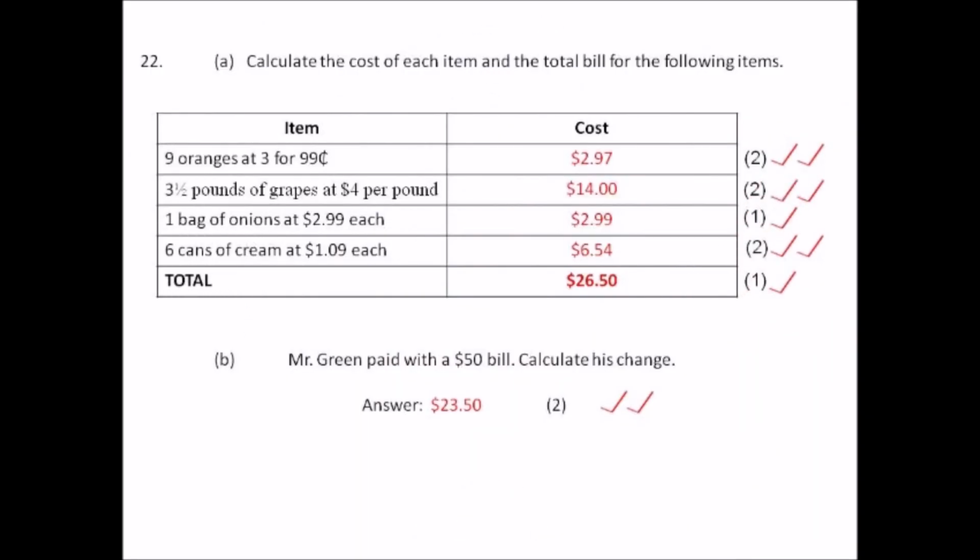Yes, and 22, you have to calculate the cost of each item and then the total bill. So it works out to be $297. And for the oranges, 14 for the grapes. Why 14? 4 3s is 12.